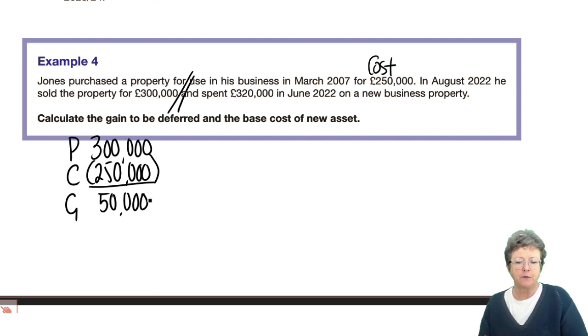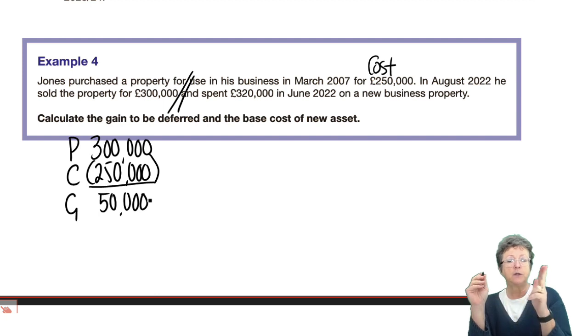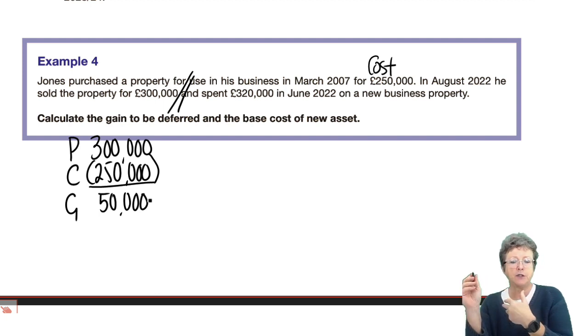So, is it a qualifying asset? Tick. Yes, it is. Did he reinvest all the proceeds? Tick. Yes, he did. Were the old and the new assets used in his business? Tick. Yes, he did. Did he do it in the window? When did he sell it? August 2022. Now, he bought it June 2022, which is 2 months before. Tick. All the conditions have been met.